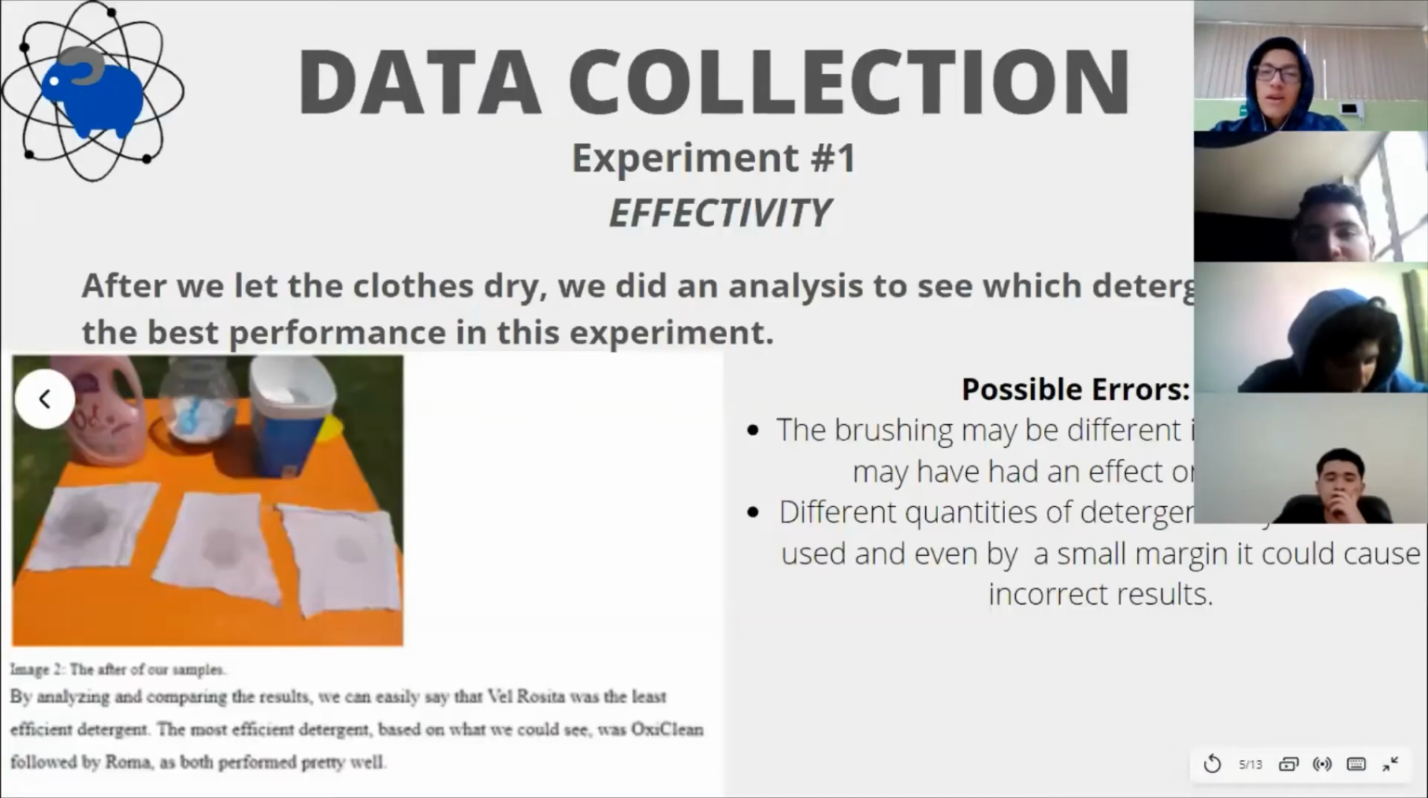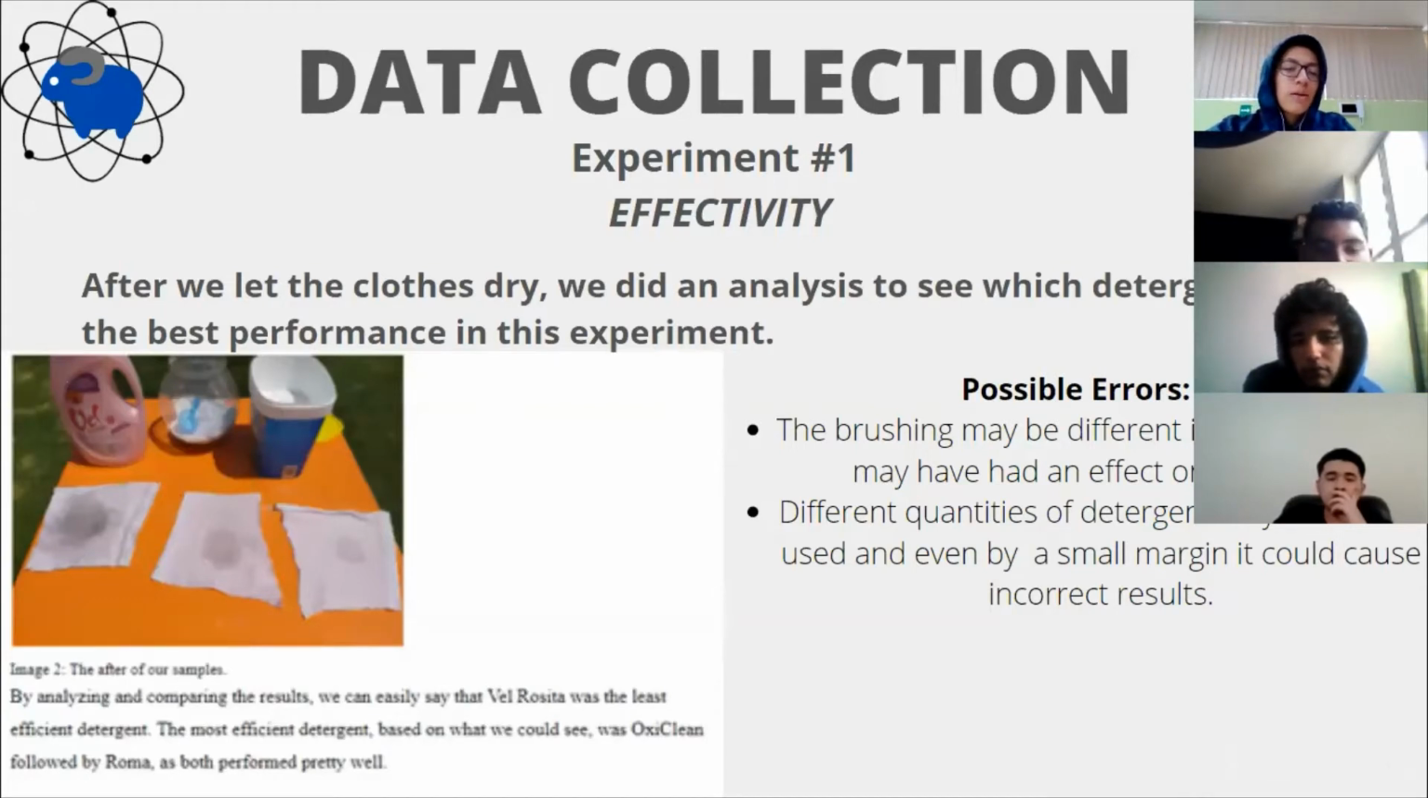And well, after this, we did the data collection of the first experiment. The first experiment, as we said, was about the effectiveness of each detergent. We let the clothes dry and did an analysis to see which detergent had the best performance.